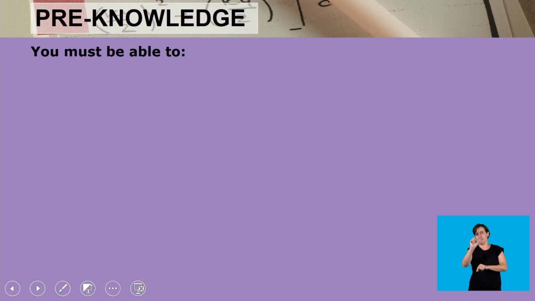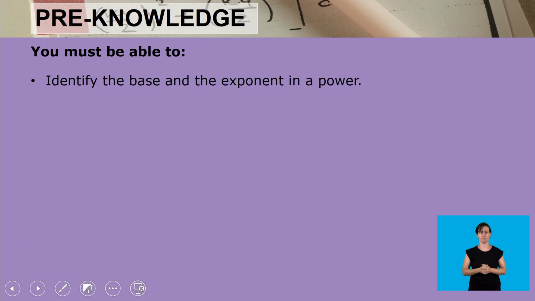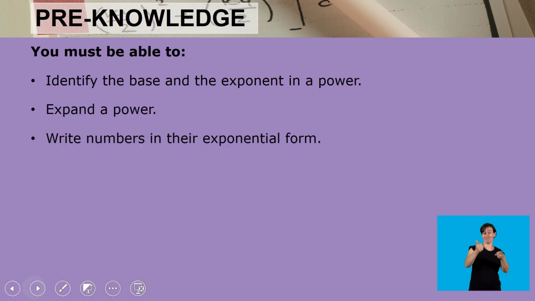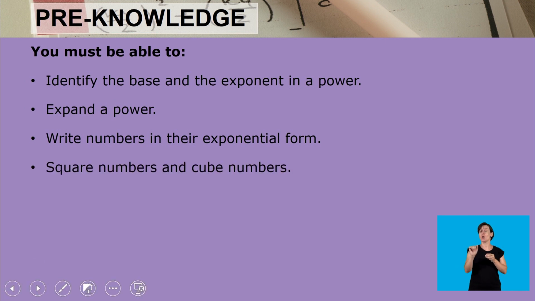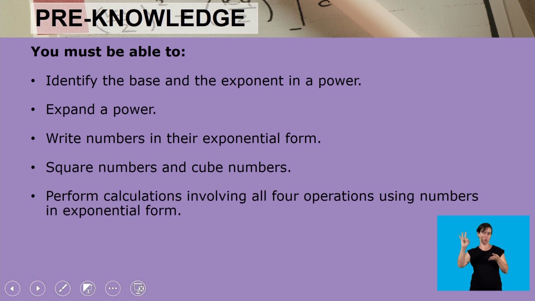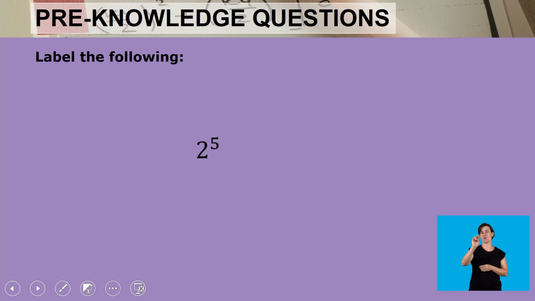Let's see what pre-knowledge we must have for this lesson. You must be able to identify the base and the exponent in a power, expand a power, write numbers in their exponential form, and square numbers and cube numbers. So these are the things that we are supposed to know. And lastly, you must also know how to perform calculations involving all 4 operations using numbers in exponential form. Let's get into that pre-knowledge.